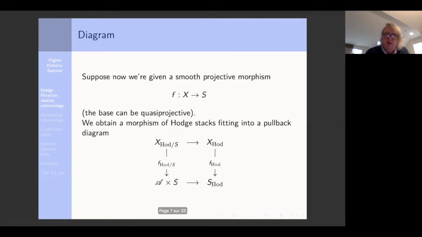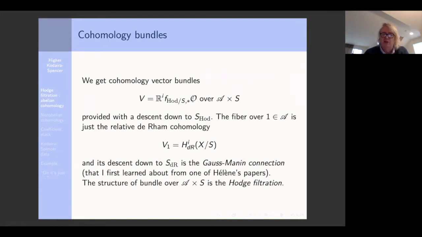Let me just back up for a minute. We can take the higher direct image along this map here. So that's R f Hodge over S lower star of O. So that's a bundle on A cross S. The fact that it's a bundle already contains much of the stuff about degeneration of the Hodge to de Rham spectral sequence. A priori, if you do this for just anything, you might not expect the dimensions of the fibers over 0 and 1 to be the same. But that's the fact that the spectral sequence degenerates, so the de Rham and the Dolbeault cohomology have the same dimension. So the fact that this is a vector bundle already contains that information.